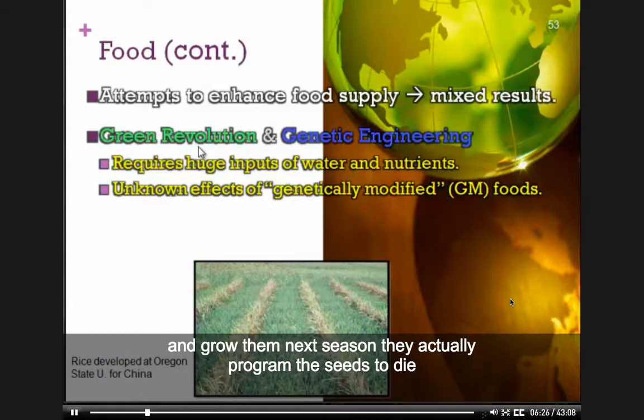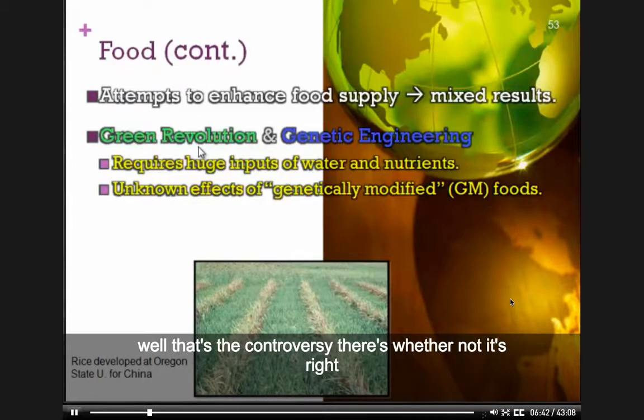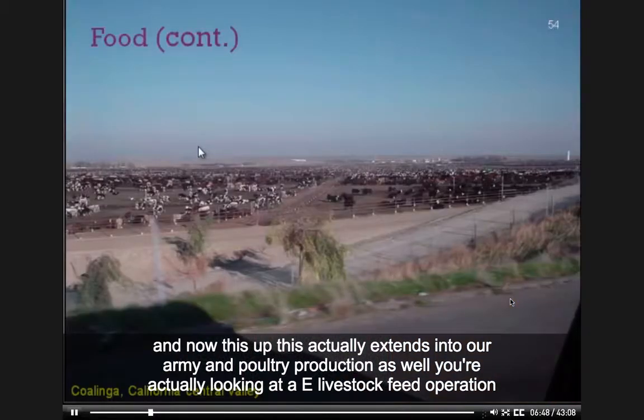They actually program these seeds to die, to not be able to essentially carry out meiosis properly to create a seed that can be grown. So is that fair? Is that correct? Is that right? Well, that's the controversy there, is whether or not it's right. And now this actually extends into our meat and poultry production as well.